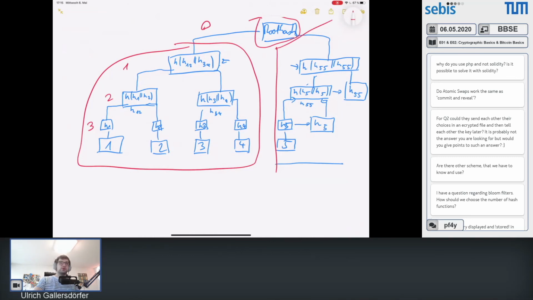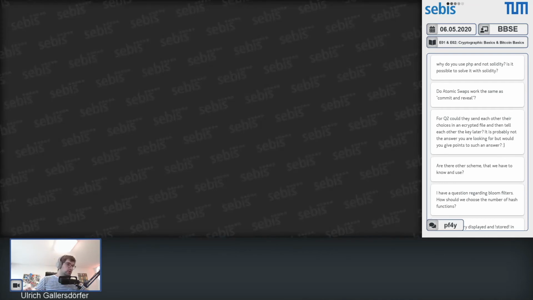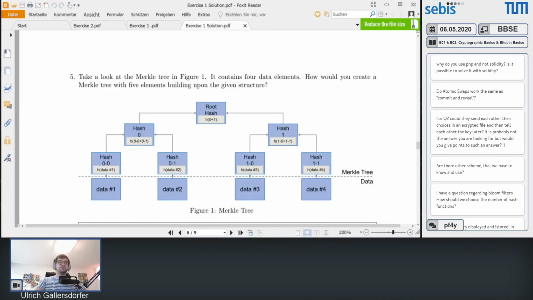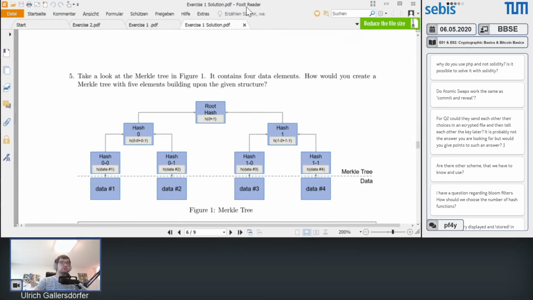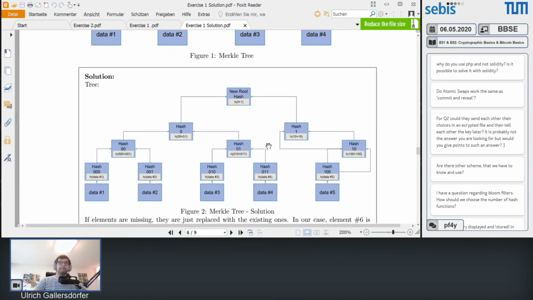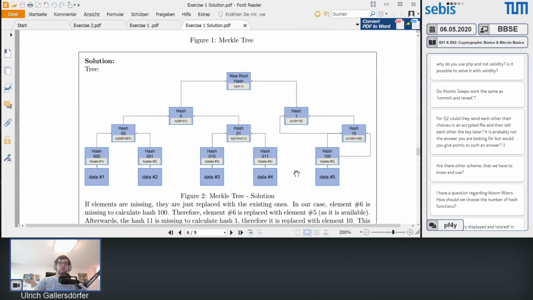Okay, so let's continue here. Let's get back to our solution. And this is exactly what we see here. So this is a little bit another display as I did it. But basically what we do is we duplicate the hash. If there is some element missing, we duplicate it there.